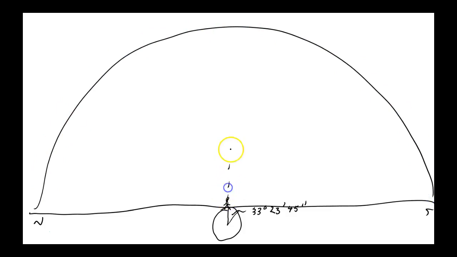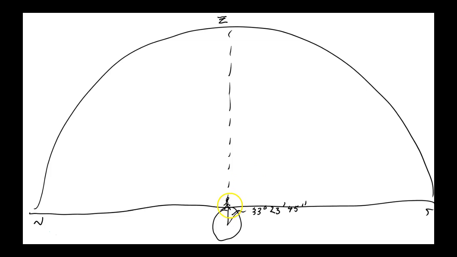Directly above us is our what? I wrote a Z there. What does that stand for? Zenith. That's our zenith. Okay? That's directly above us.